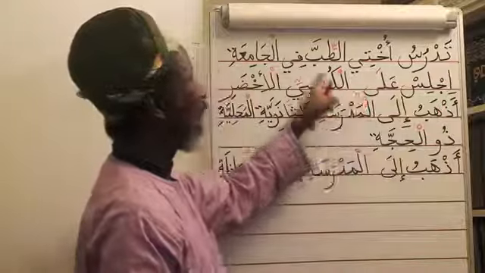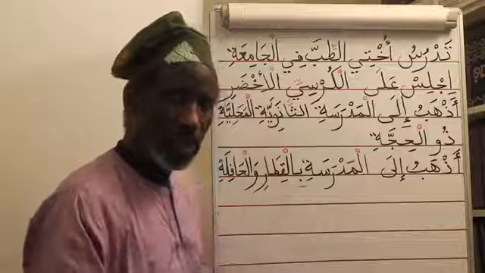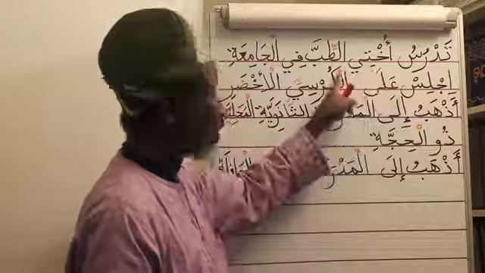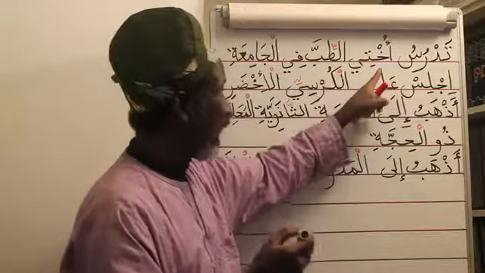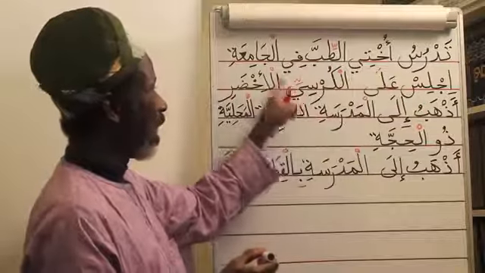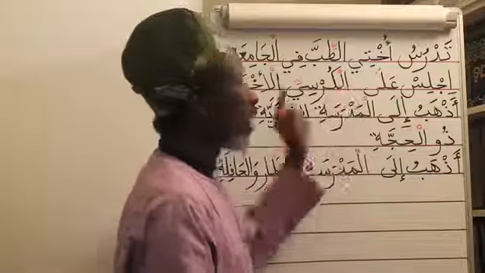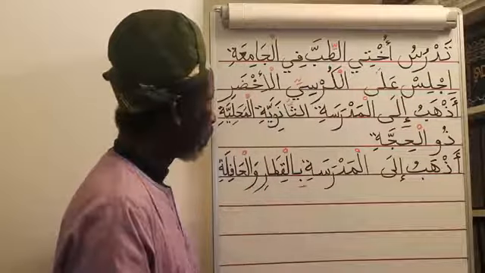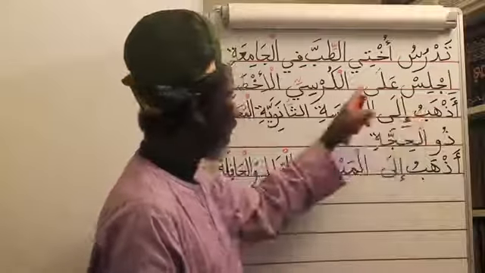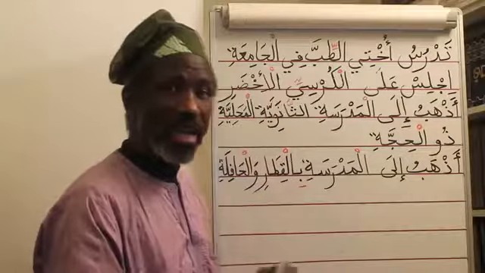Next one. اجلس على الكرسي. على, which is like alif maqsura, is lengthened a little bit, but under this structure, you just jump the la with the la. Alal, link alal. اجلس على الكرسي الأخضر. Sit on the green chair.